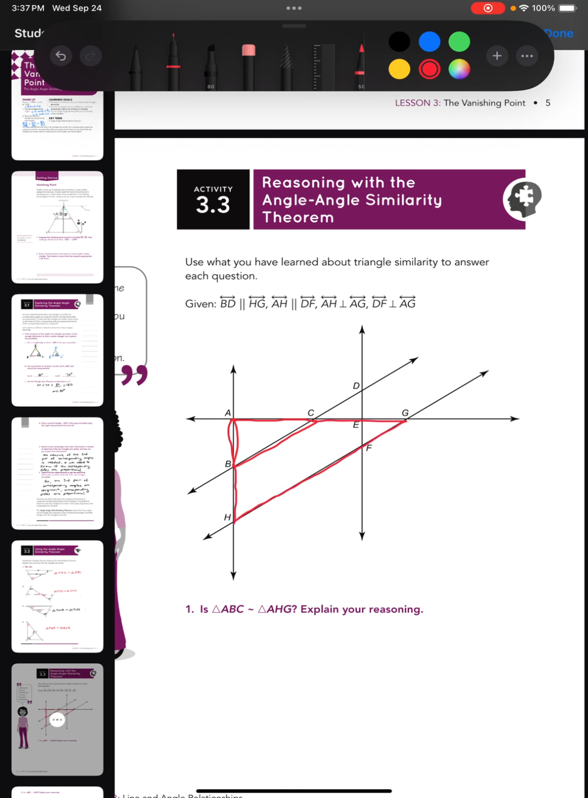And we can definitely say yes, they share angle A at the top, and then we got these corresponding angles based on the idea of the vanishing point earlier. They share those angles, so yes. They use that triangle angle similarity theorem, so we can say triangle ABC is similar to triangle AHG. Okay, if we go to the next one, I'm going to erase that so I can resketch on that.